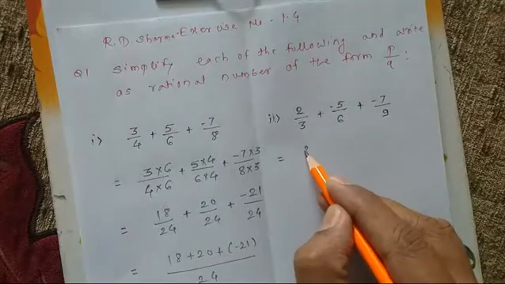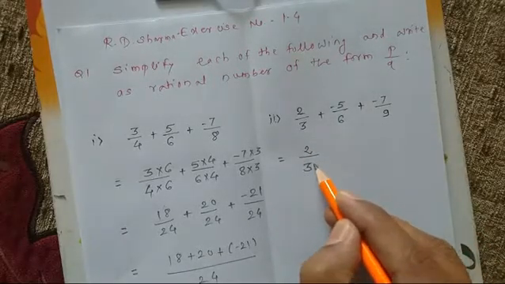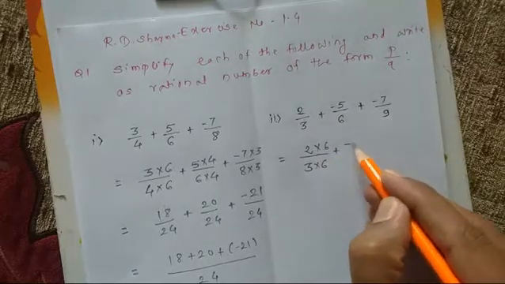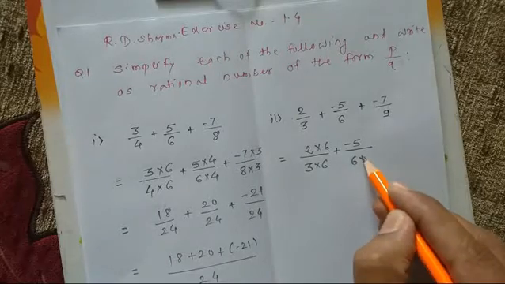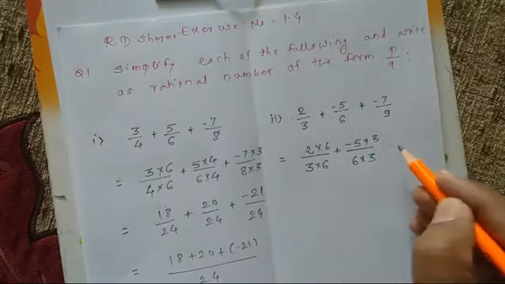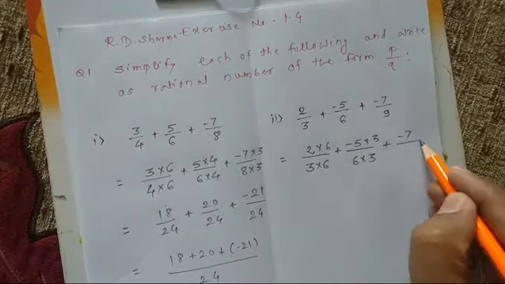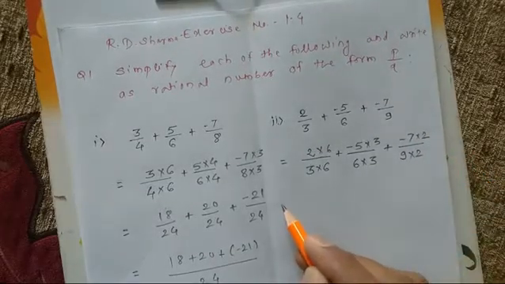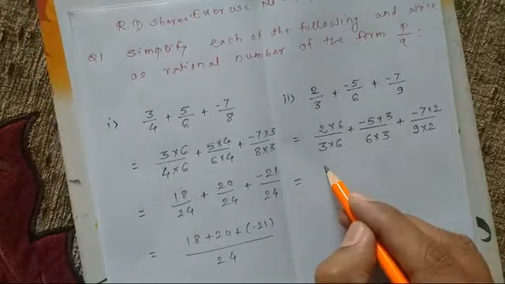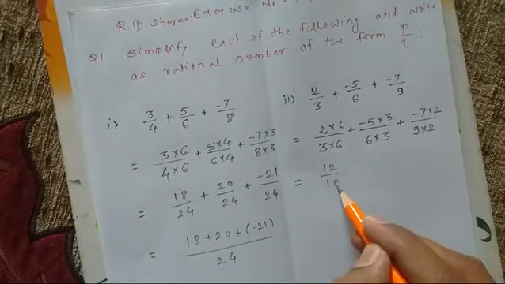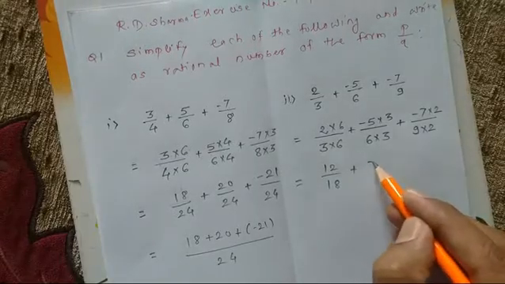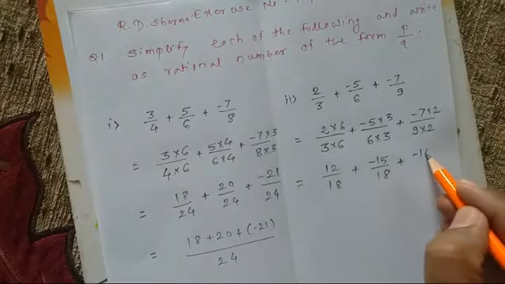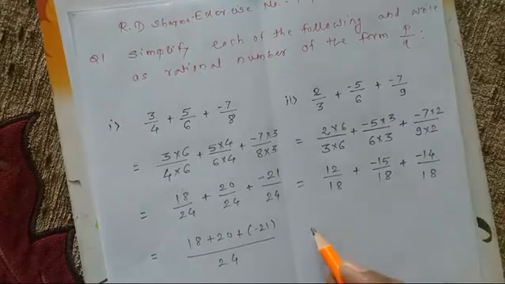So to convert 3 into 18, we have to multiply 3 by 6. Then to convert 6 into 18, we can multiply it by 3. And then finally to convert 9 into 18, we have to multiply 9 by 2. Now 6 into 2 is 12 upon 18. Minus 5 into 3 is minus 15 upon 18. And minus 7 into 2 is minus 14 upon 18.